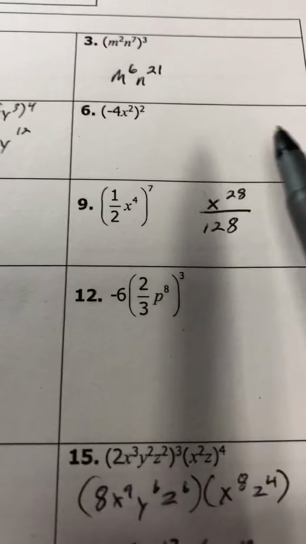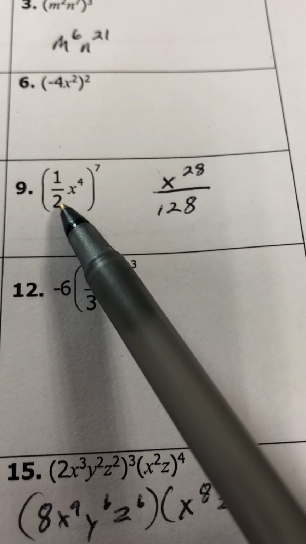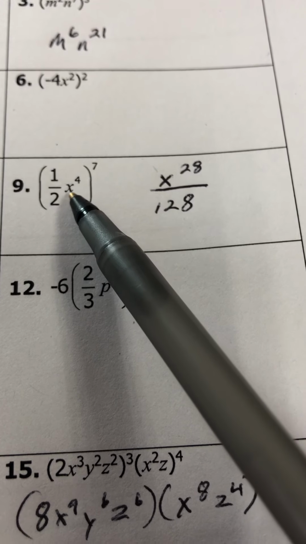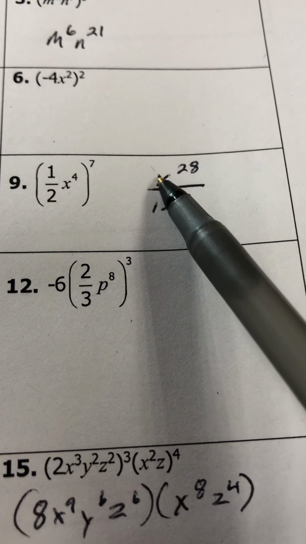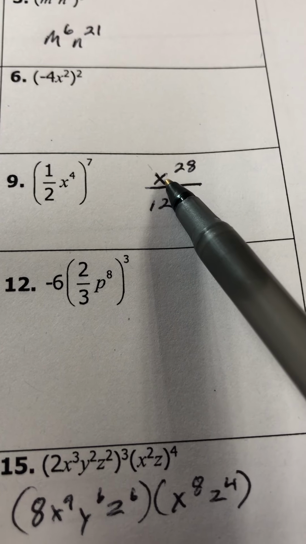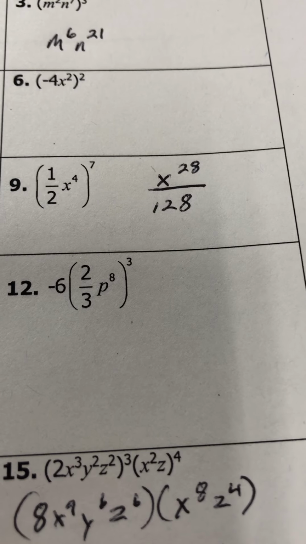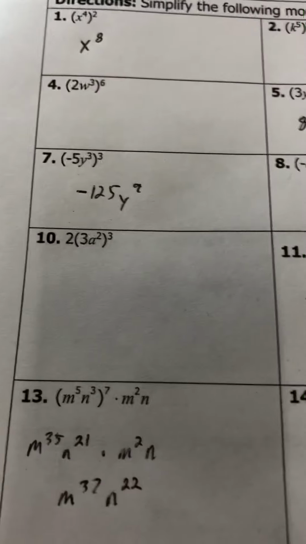Go ahead and try 8. Number 9, plug in that half, and then x to the 4th. This 7 times 4 is going to go with the x, and you can just put that right on top. And then 2 to the 7th power is 128. Go ahead and try number 10.